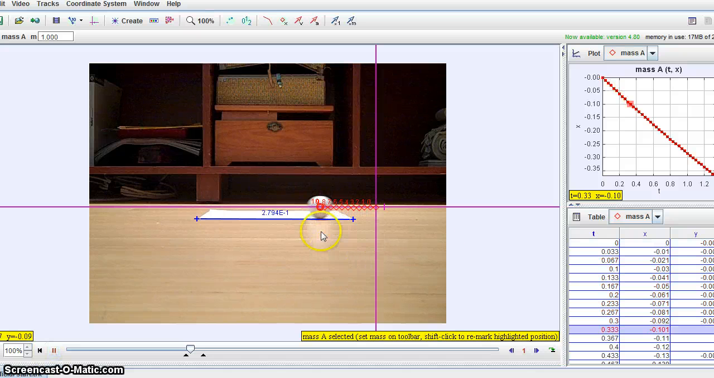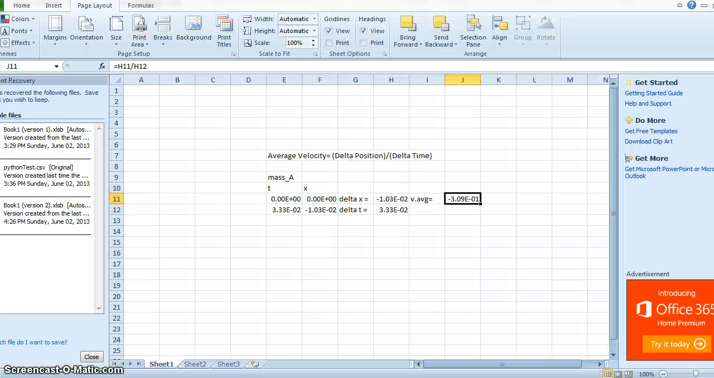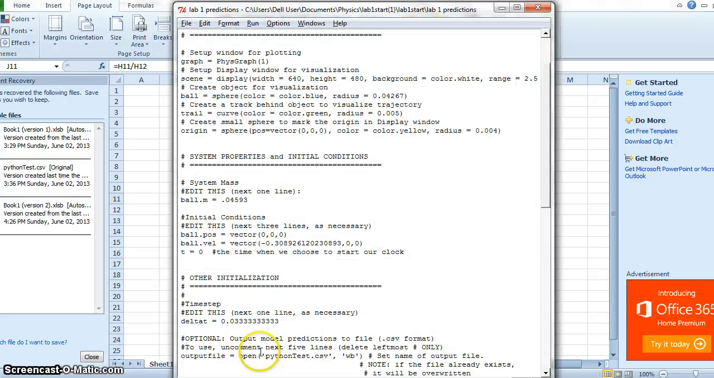I recorded the position over regular intervals, took my first two data points, and used those to calculate the initial velocity, which in this case came out to be 0.309 meters per second in the negative x direction. I now have all the initial data needed in order to try to predict what the overall ball motion will be over a set period of time.